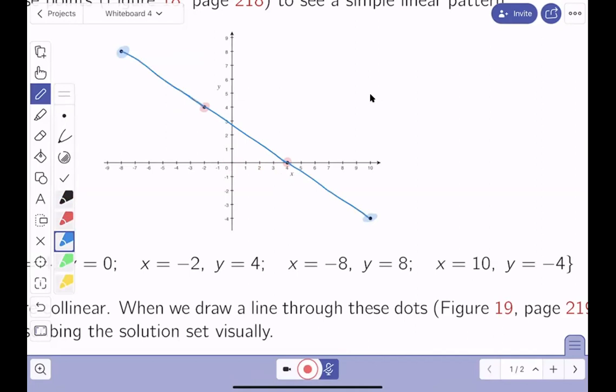This is still not a line. It's a line segment. So what we do is we keep going and we put an arrow saying it goes on forever. We keep going forever. We draw a line through those points over there.